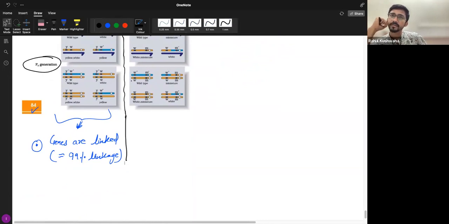Can I conclude that the genes for yellow body color and white eye, which means body color and eye color, are located very close to each other on the chromosome? Can you see here? This is the distance. Whereas the genes for the white eye and body size are very far away from each other.